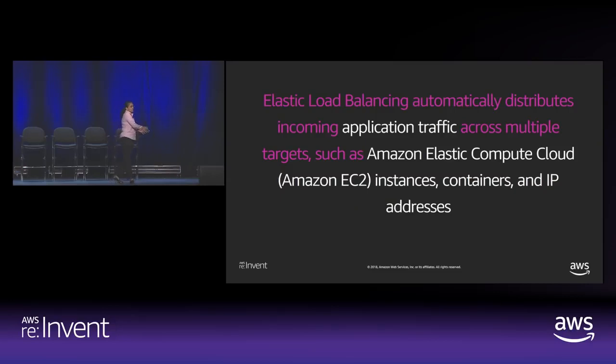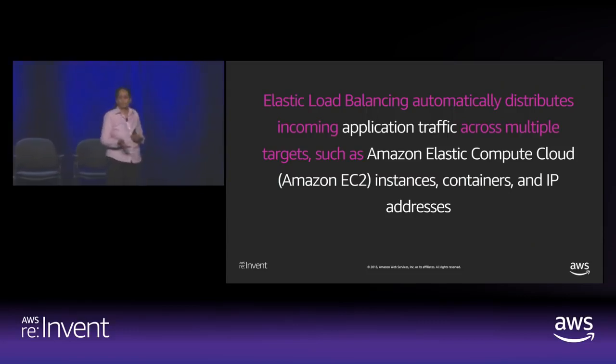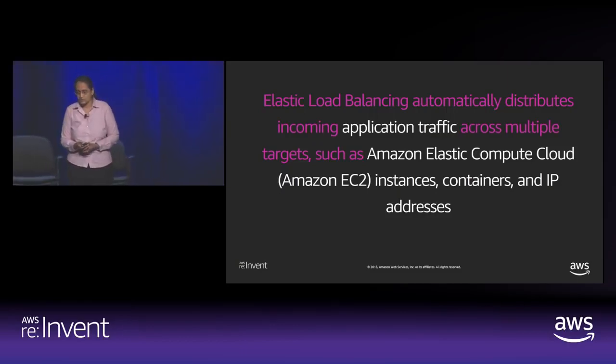So let's start at the beginning. So what is Elastic Load Balancing? Elastic Load Balancing automatically distributes your application traffic to multiple targets. The targets that we support today are EC2 instances, containers, and IP addresses.